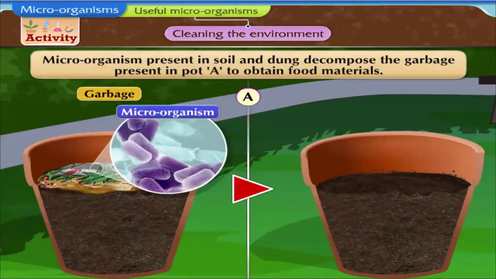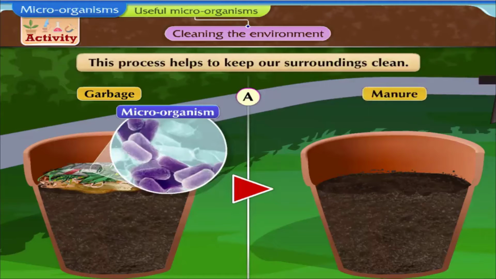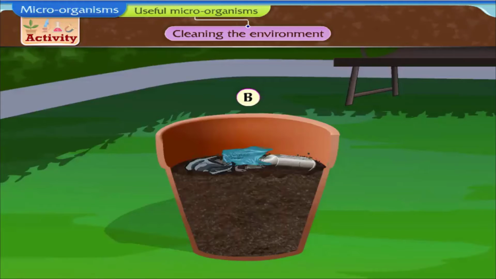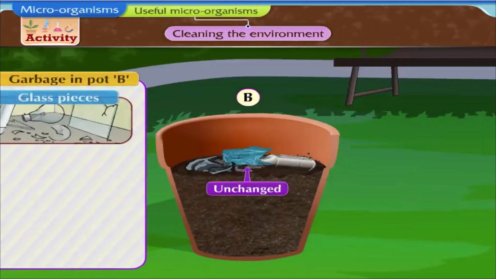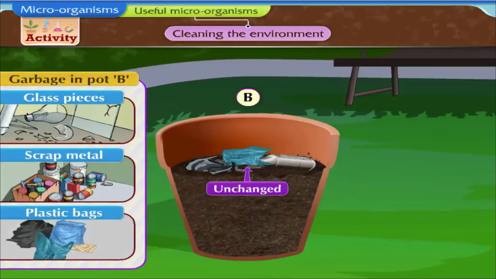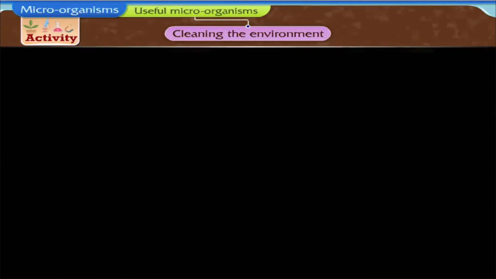Microorganisms present in soil and dung decompose the garbage present in pot A to obtain food materials. As a result, garbage is soon converted into manure. This process helps to keep our surroundings clean. On the other hand, garbage in pot B remained unchanged because garbage like pieces of glass, scrap metal, plastic bags are not decomposed by the microorganisms present in the soil.